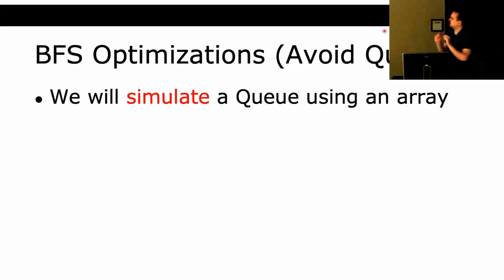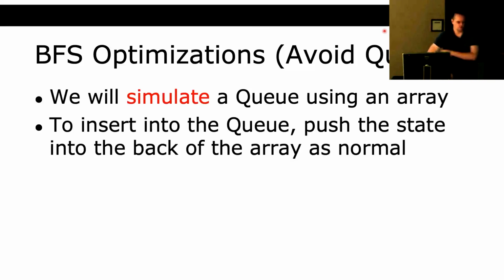So we're going to simulate a queue using an array, but we're never actually going to delete anything from the queue. What this means is that anything we ever put into this array is actually going to stay there. But we'll see how we do this. To insert something into the queue, we're just going to add to the end of the array as normal. So insertions into this new data structure are going to be exactly the same.